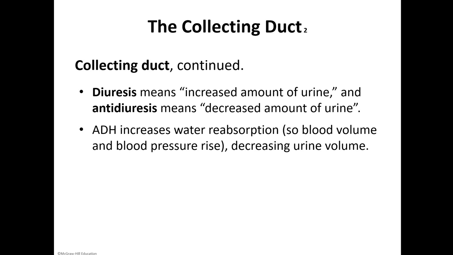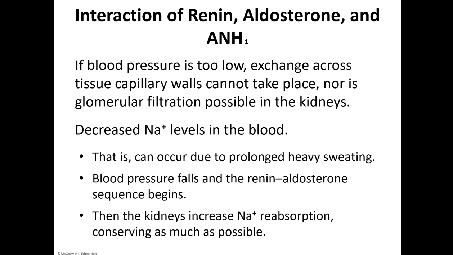Diuresis means increased amount of urine, and antidiuresis means decreased amount of urine. ADH increases water reabsorption, so blood volume and blood pressure rise. This then decreases urine volume. If blood pressure is too low, exchange across tissue capillary walls cannot take place, nor can glomerular filtration.